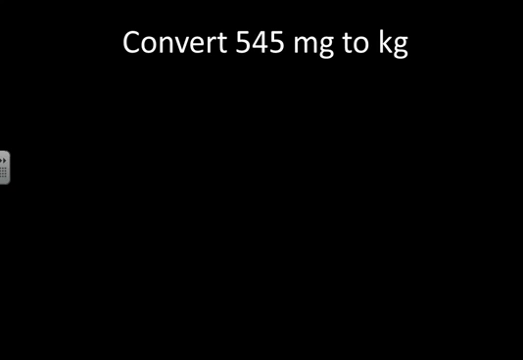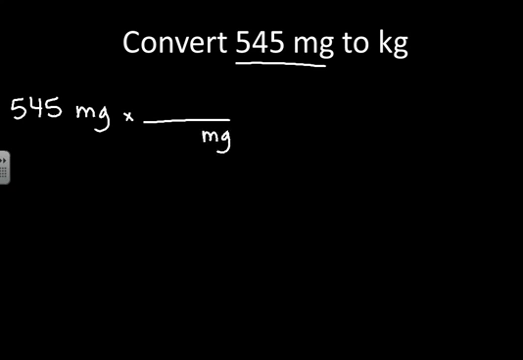Converting 545 milligrams to kilograms. Start with the number you're given, 545 milligrams. Milligrams will go on the denominator to cancel. We're going to convert it to our base unit of a gram. 1 gram is bigger than 1 milligram. There are 1,000 milligrams in 1 gram.